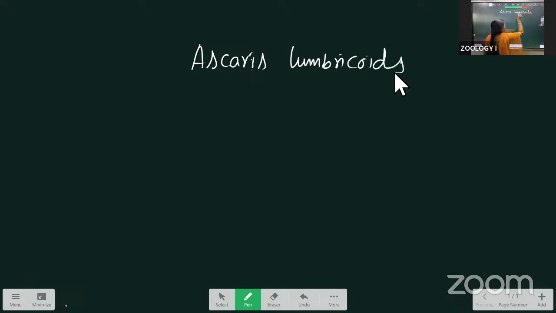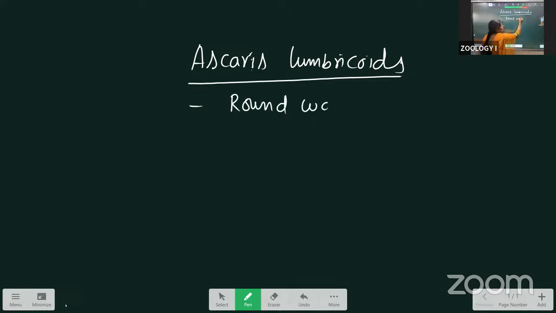Now we are going to discuss the next parasite, that is called Ascaris lumbricoides. This parasite, Ascaris lumbricoides, is commonly called a roundworm. They are round in structure, looking like a round, that's why they are commonly called roundworms.